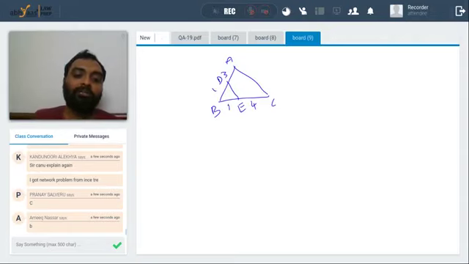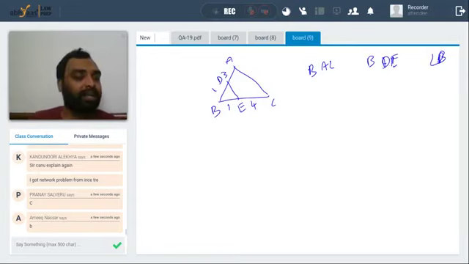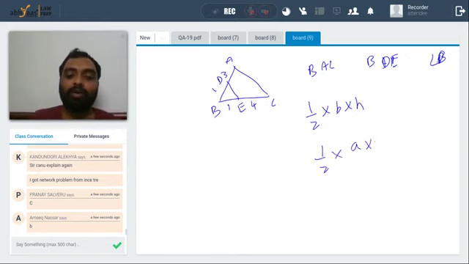For both triangles, BAC and BDE, what is common? Angle B is common. Look at that. In such cases, you can do one thing directly. It's not from any rules, you can understand it as obvious. You know the triangle area is half base into height, yes or no? And you also know that this can be written as half A into B into sine theta.